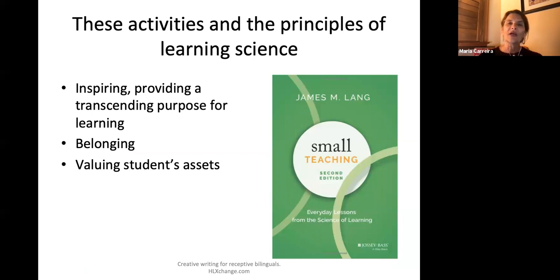In terms of the learning principles that come from science, these activities provide a way to inspire students. They provide a transcending purpose for learning, a purpose that goes beyond the activity per se, or wanting to get a good grade in the class. They give HL learners a sense of belonging in the class, and they are assets-based in that they recognize what students can do and build on that.